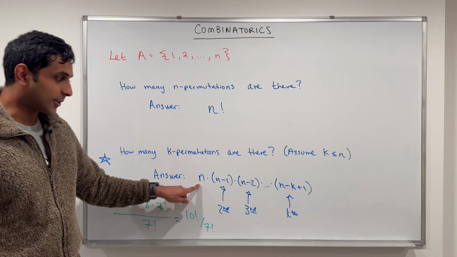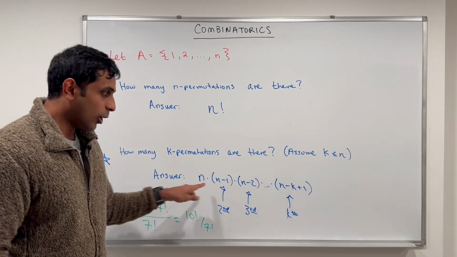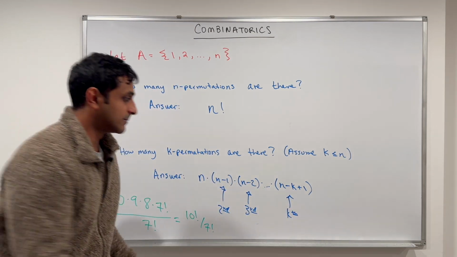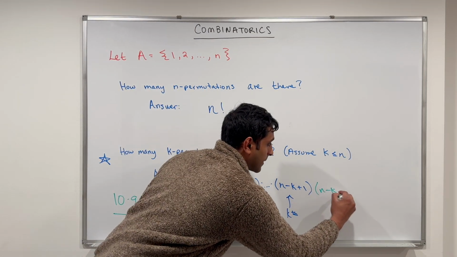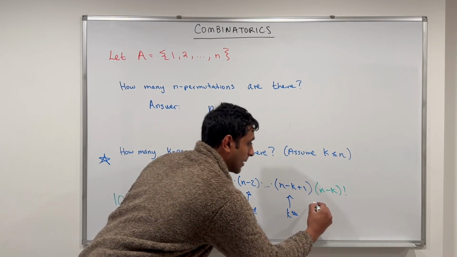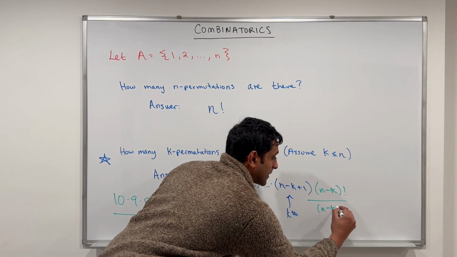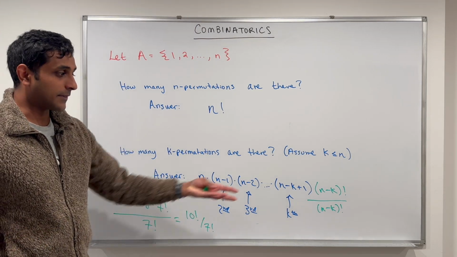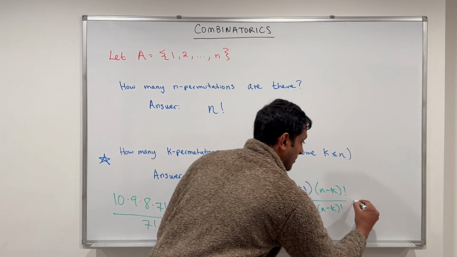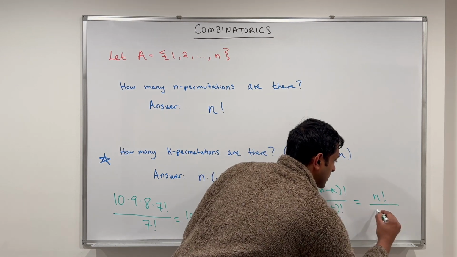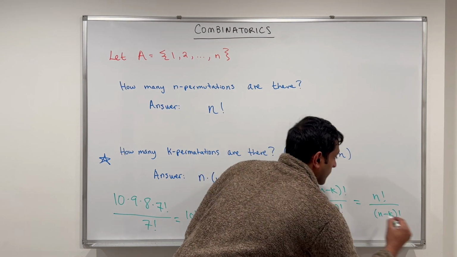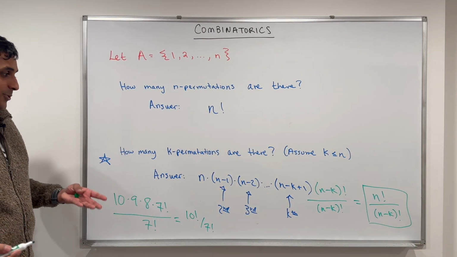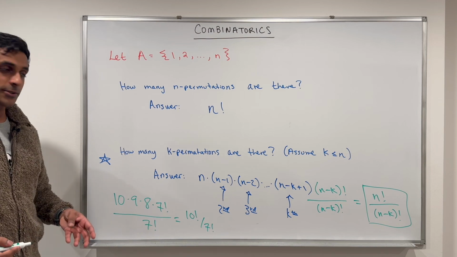So you can do the same thing here. This is almost n factorial, but it's missing n minus k factorial. So if you multiply this by n minus k factorial, and then you also divide it by n minus k factorial, the numerator just becomes n factorial, and the denominator stays n minus k factorial. So we get a formula that you might have seen before: n factorial over n minus k factorial. That is the answer to the question of how many k permutations there are.